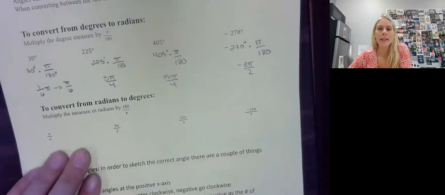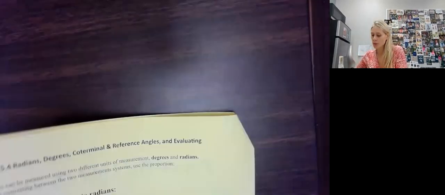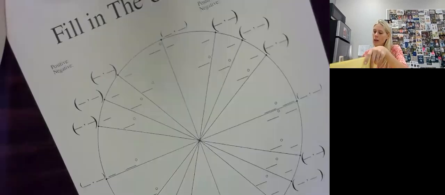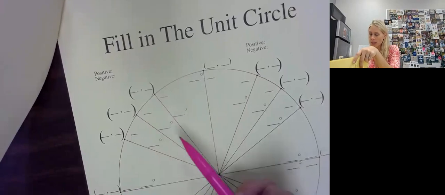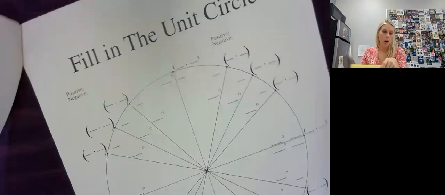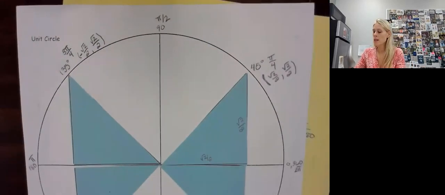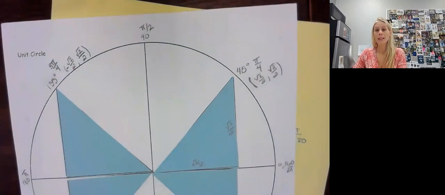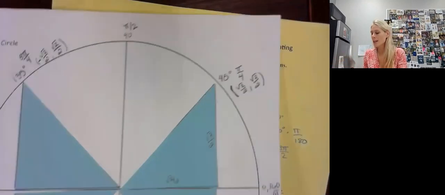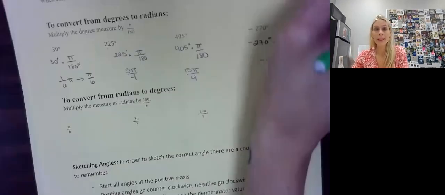Before we convert back to degrees, if you haven't already added the radians to your unit circle, please do so now. I put all my radians right here, because we have the degrees and we have our coordinate pairs. So what I marked on mine, see, I have my radians. This is going to help us later. So do that now. Pause the video if you haven't done that already. All right, I'm going to continue.